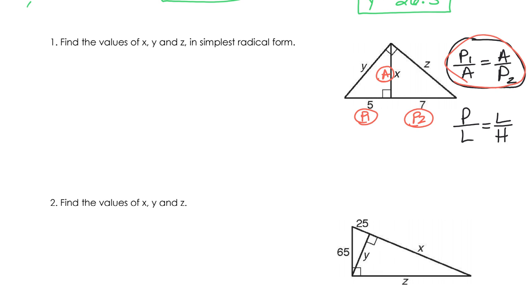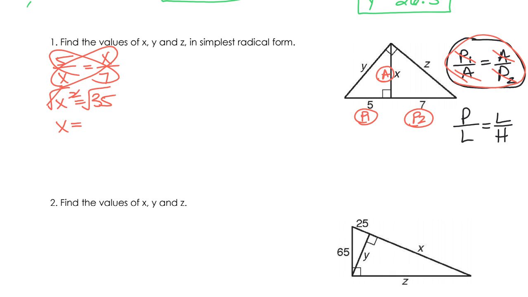So let's go ahead and try it. So P1 is going to get replaced with 5. My altitude is going to get replaced with X. Same altitude of X, and my P2 is going to be a 7. When I cross multiply, I end up with x squared equal to 35. I take the square root of both sides, and I'm left with x equals square root of 35.